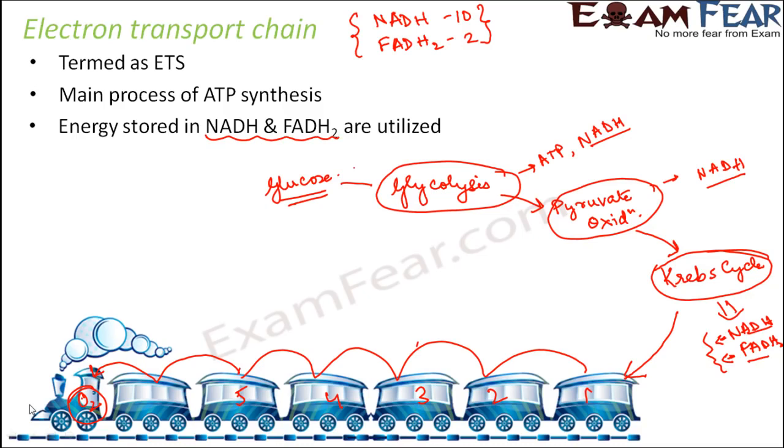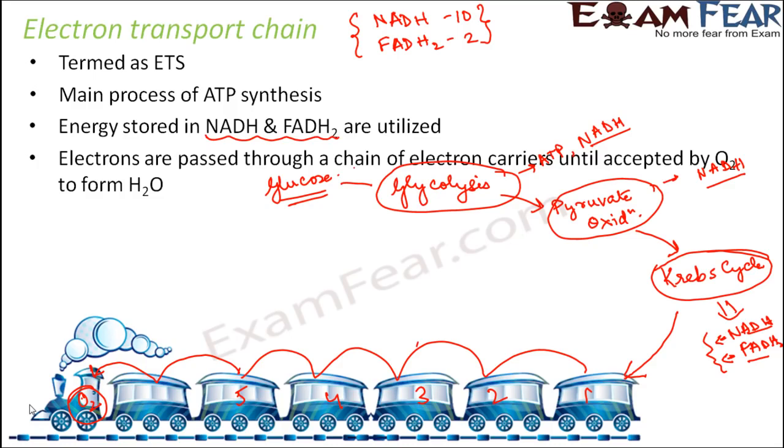Now it is not possible to explain it to you in just one sentence, but I'm just trying to explain why it is called electron transport chain, because electrons here will pass through a chain of electron carriers, and due to that movement of electrons, some energy will get generated which will help in synthesizing ATP. How exactly that will happen, we will see in the next few slides. Here electrons are passed through a chain of electron carriers until accepted by oxygen, which is the final electron acceptor, to form water.